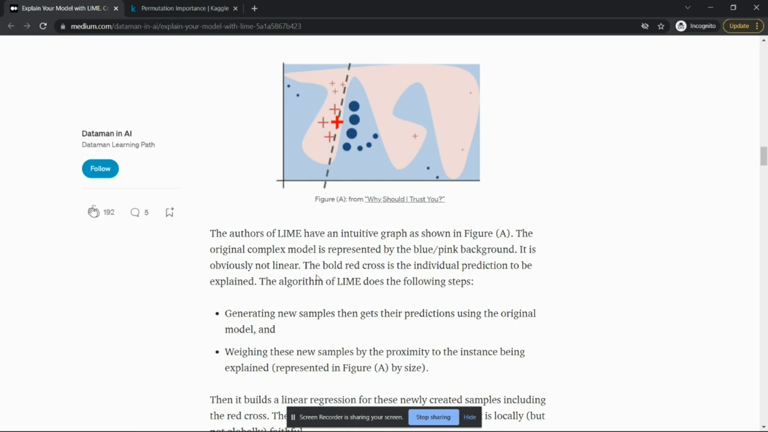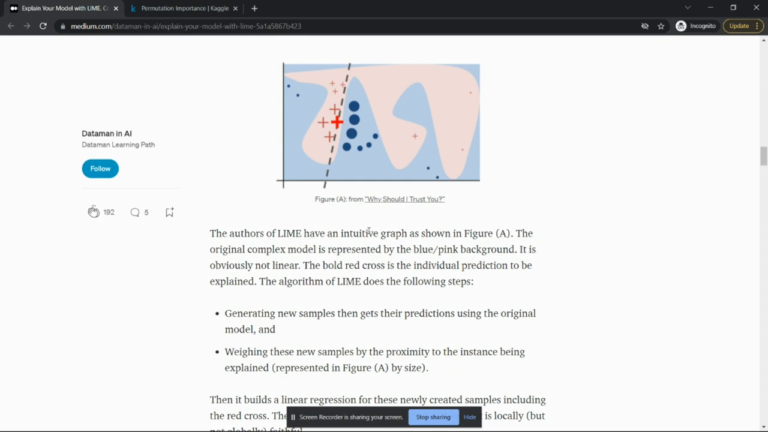What LIME does is new samples are generated from a normal distribution from 0 to 1, a normal probability distribution. After that, it is scaled according to the distribution of the different features, the mean and the standard deviation. According to that, they are scaled, and that is how a new point is generated in the vicinity of the point we are experimenting with.